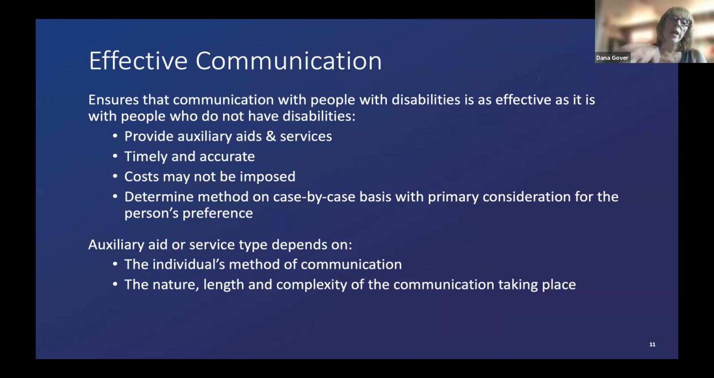So what does effective communication mean? Well, that means communication with people with disabilities is as effective as it is with people who do not have disabilities. You want to plan ahead and have an idea of what kind of interpreters to contact. Have a list of those, and Stephen will talk a little bit more about that. When you're looking at auxiliary aids or services, you look at the type of communication that individual uses, and you also look at the nature, length, and complexity of the communication taking place.